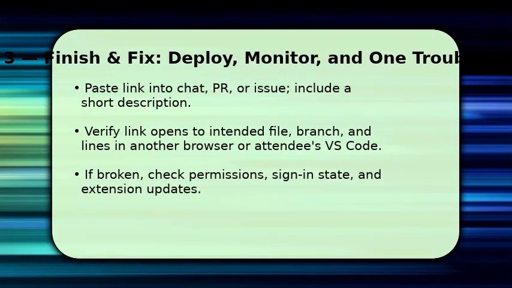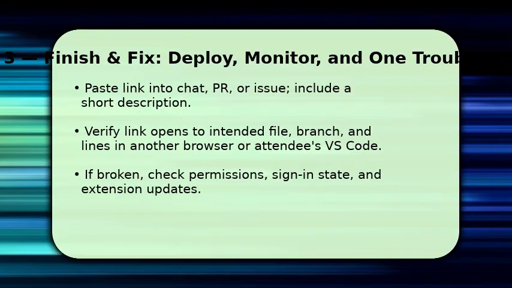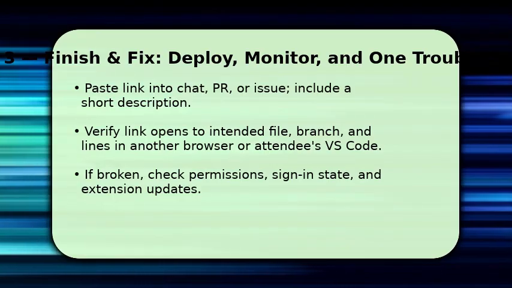Paste the link into your message, pull request, or issue, and explain what you want reviewed. Short context saves time. Then verify the link opens correctly by testing it in a different browser window or asking a teammate to open it in VS Code. Make sure branch and line numbers match your intent.